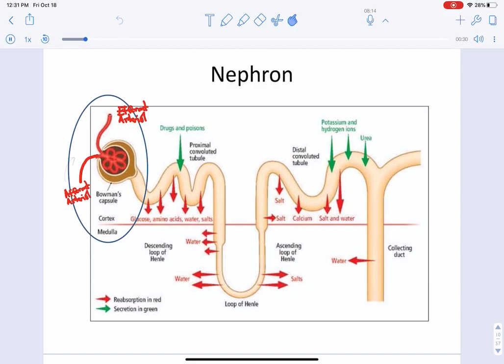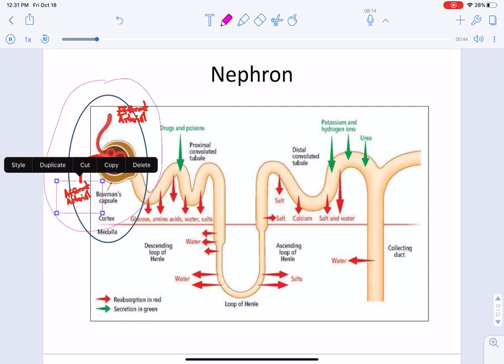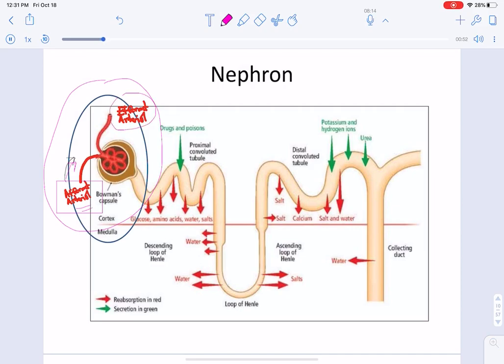The first piece we have is the glomerulus, which is this ball of capillaries. We have two parts of that. We have one artery going in. It's a tiny artery, so it's called an arteriole. The one going in is the afferent arteriole. The one leaving is called efferent. Think of E as exit and A as the first letter of the alphabet, so it's starting it.